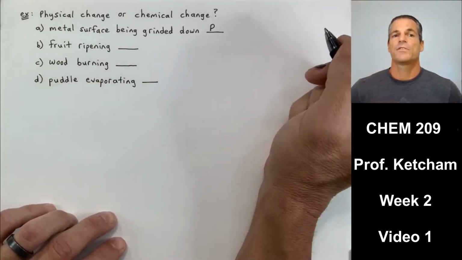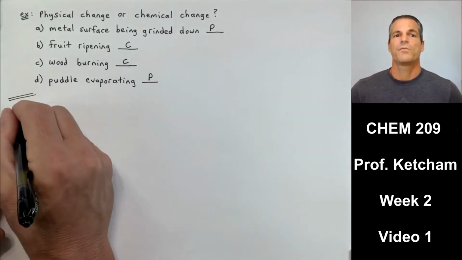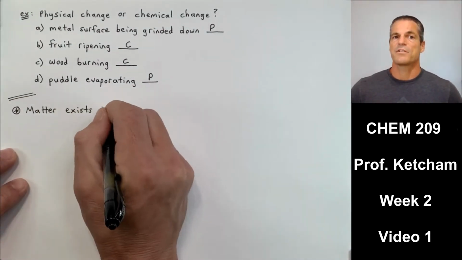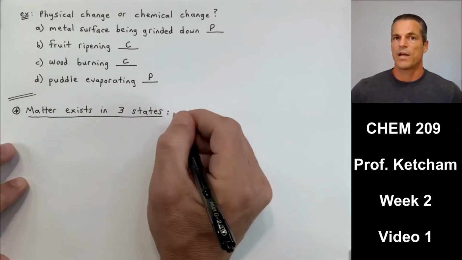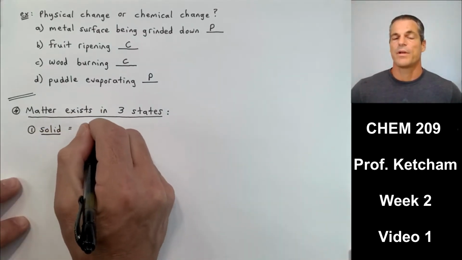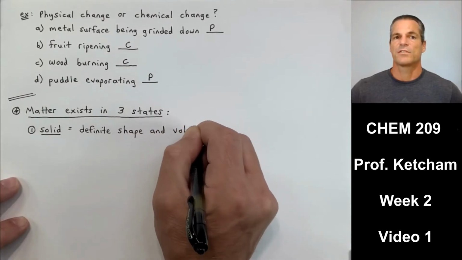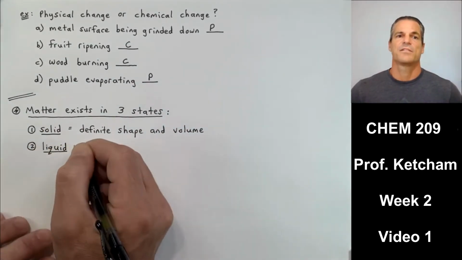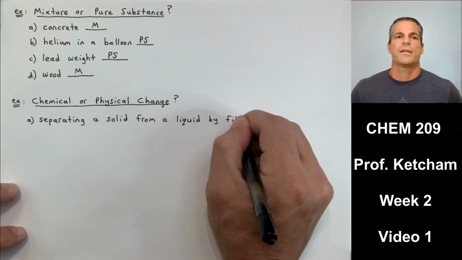So A, metal surface being grinded down, this is a physical change. B, fruit ripening, this is a chemical change. A chemical reaction is occurring that's ripening the fruit. Same thing with wood burning, right? We're burning wood to produce water vapor and CO2. And then a puddle evaporating is just a physical change, just evaporating water from a liquid state to a gaseous state.